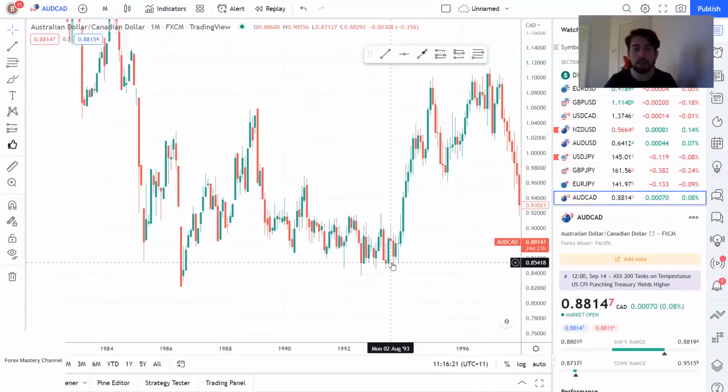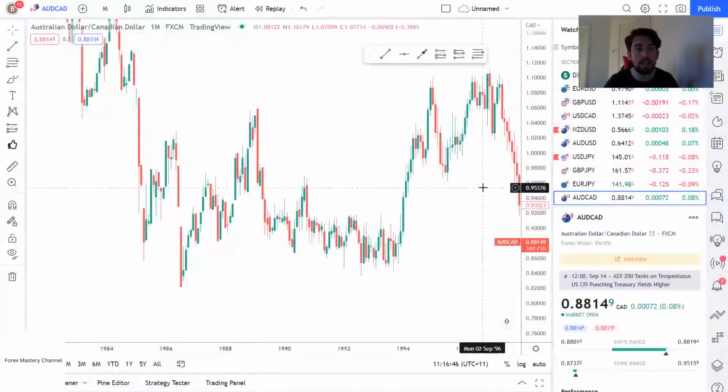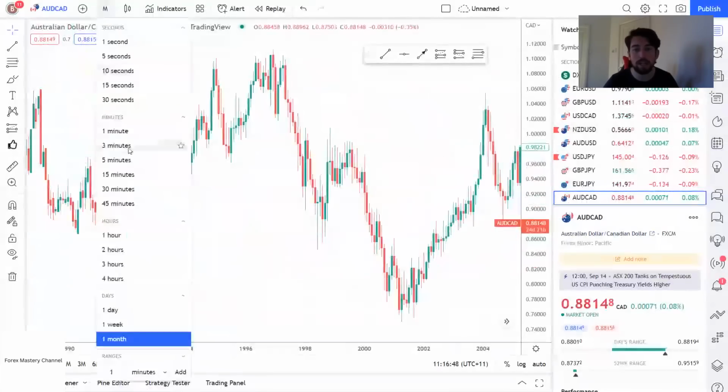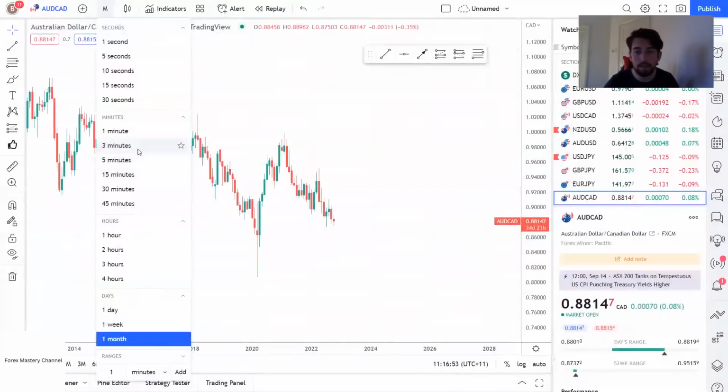Now, if we go back to this slide, why would you trade Forex? Well, as we can see here, the Forex market is open 24 hours a day, different parts of the world, from 5 p.m. EST on a Sunday to 4 p.m. EST on a Friday. Because of this, at any time of the day, you can find an active pair to trade. For example, these charts are live right now. So if we went to, in fact, let me just go to here, I can show you that they're live.